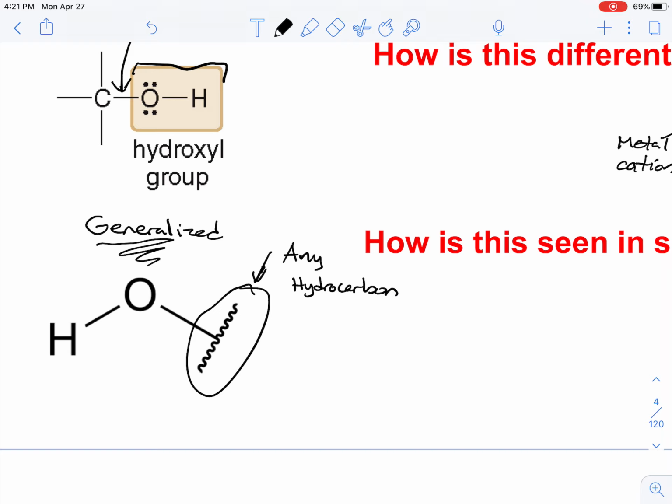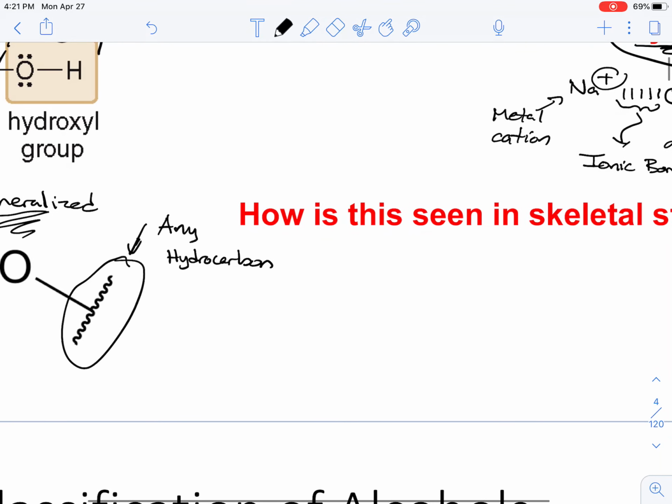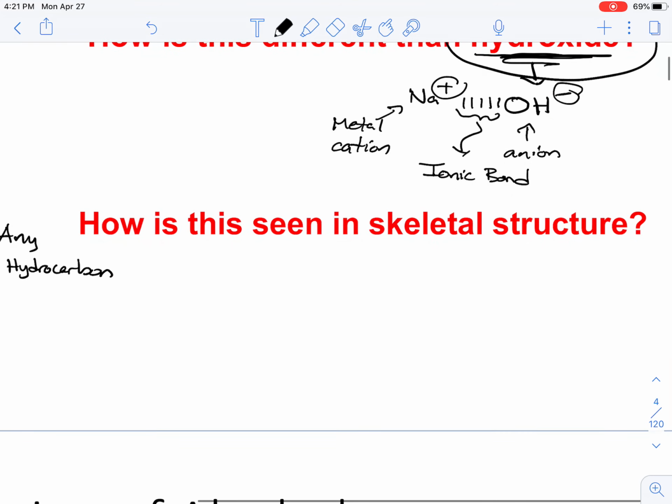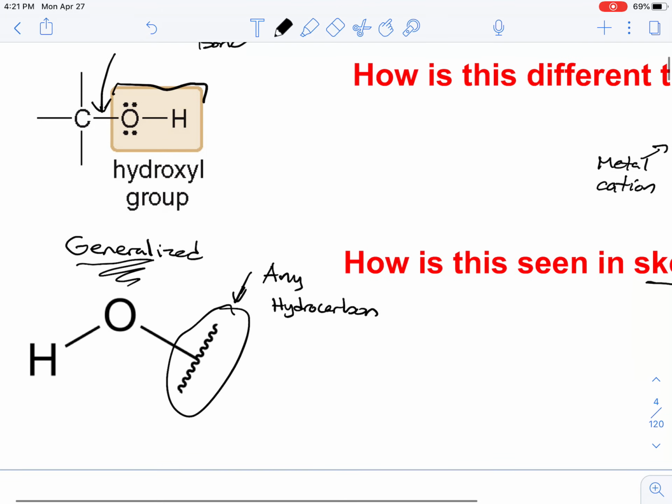So this OH can be on a methyl, an ethyl, it can be on a pentane, a nonane, the list just kind of goes on. And so these hydroxyl groups, they can be represented in a skeletal structure by simply writing OH and then that covalent bond, much like you guys see here in this image.